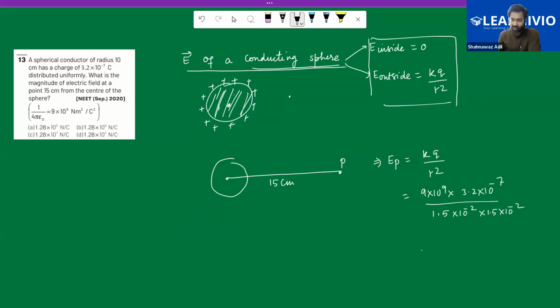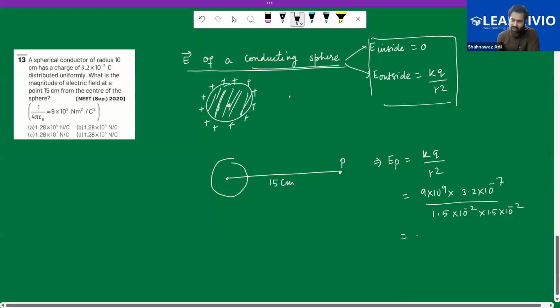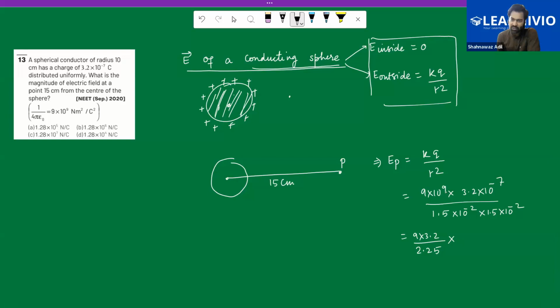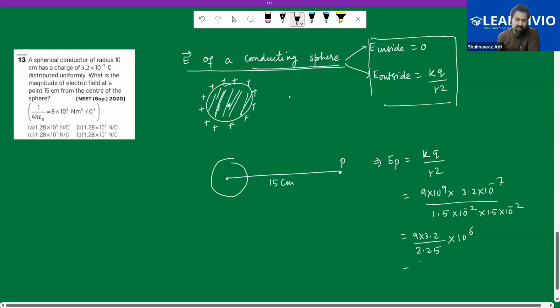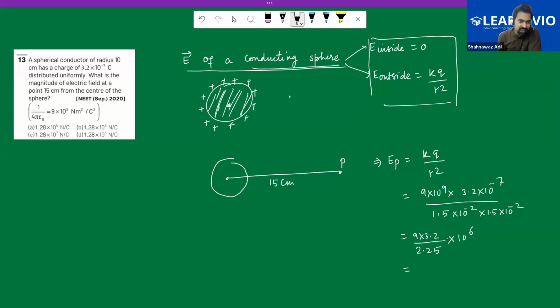So how much is this? So 9 into 3.2 divided by 15 into 15, 225. This is 2.25. And then this is 10 to the power 9 minus 7, so that is 10 to the power 2, and then plus 2, so 10 to the power 6. So how much is this? Let's think.